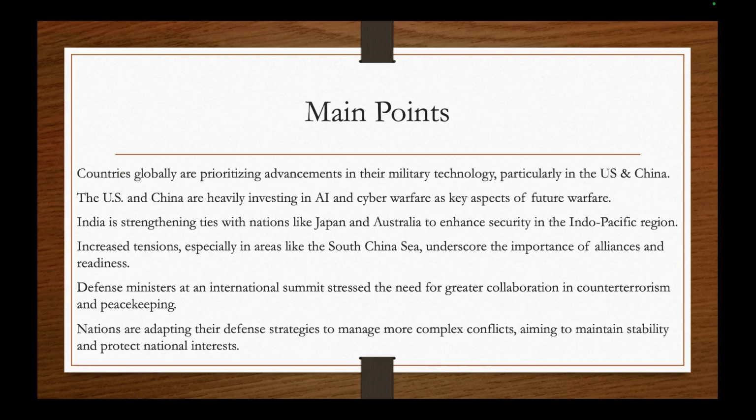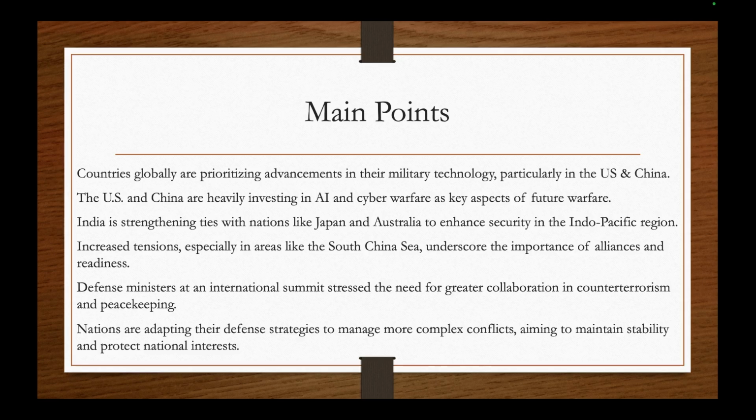Now, what are the main points here? So, here are the main points: countries globally are prioritizing advancements in their military technology, and we are particularly referring to the US and China. The US and China are heavily investing in AI and cyber warfare as key aspects of future warfare. As we all know, AI is the future, and so is AI in cyber warfare.